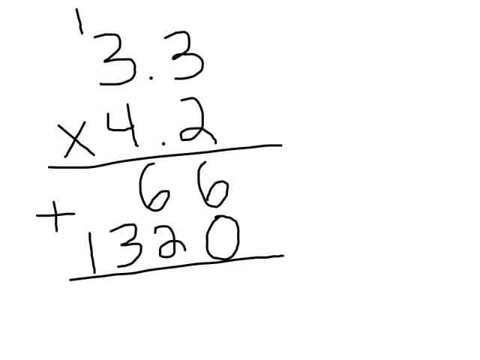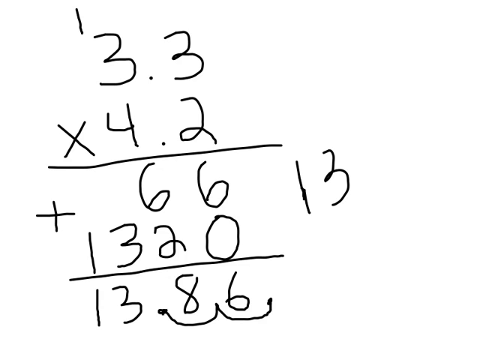And now I'm just going to add these. Make sure you're staying super organized. 6 plus 0 is 6, 6 plus 2 is 8, and bring my 13 down. Now I'm going to look back at my problem. I have one number behind the decimal here and another number behind the decimal here. So I know my decimal has to go 2 places in. So I'm going to put my decimal at the end, move it in 2 places. 1, 2. My answer here is 13 and 86 hundredths.